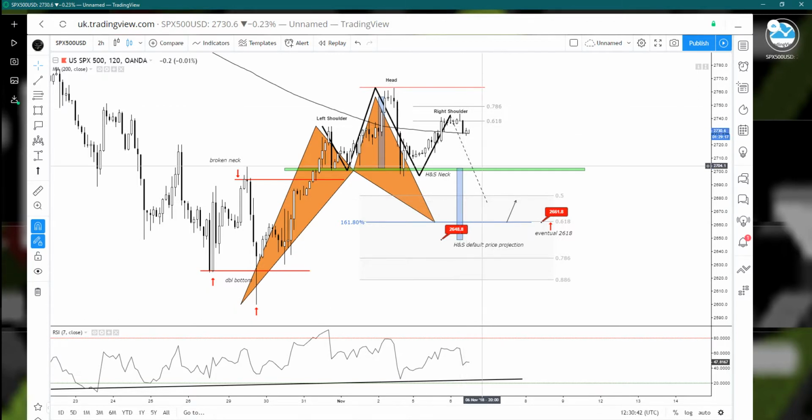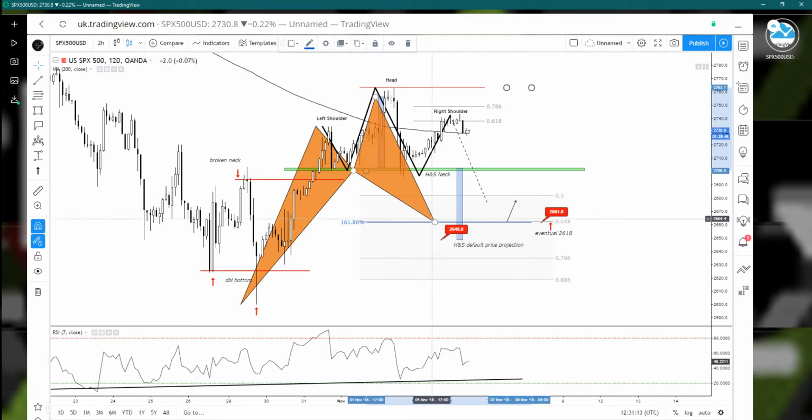I admit a retest of this next zone as a starting point, and I admit this projection, the default projection for the head and shoulders formation, positioned at 26.48. I admit that possibility also, but a few points above that level, we have this bullish pattern at confluence between the golden ratio and the 1.618 extension.